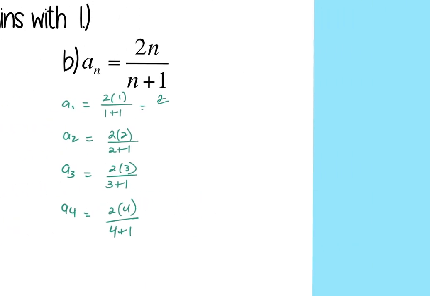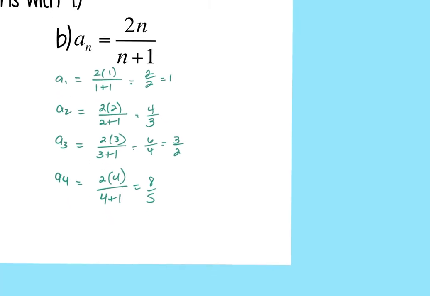So I'd get 2 over 2, which is 1. 4 over 3 is going to stay as 4/3. You can rewrite it as 1 and 1/3, but you don't need to. 6 over 4 gets simplified to 3/2. And 8 over 5 stays as 8 over 5. And then we list them in the order that we got them: 1, 4/3, 3/2, and 8/5. So you don't rearrange them in value order ever. Not that it would change that one, but you would just put them in the order in which you got them.